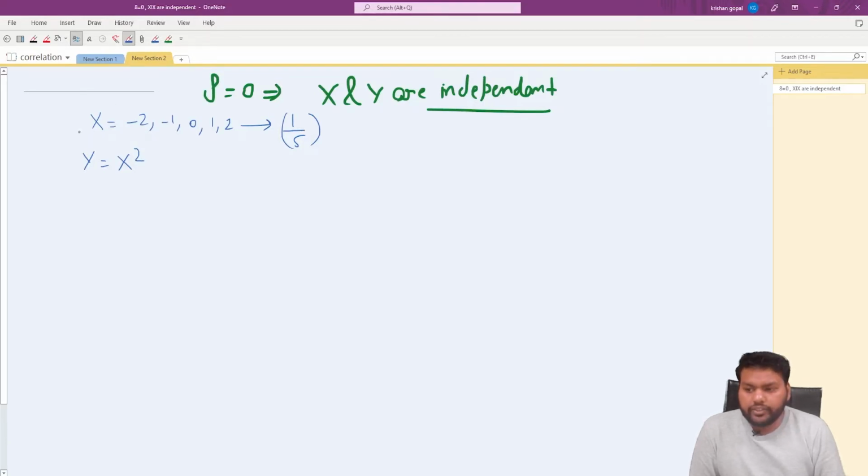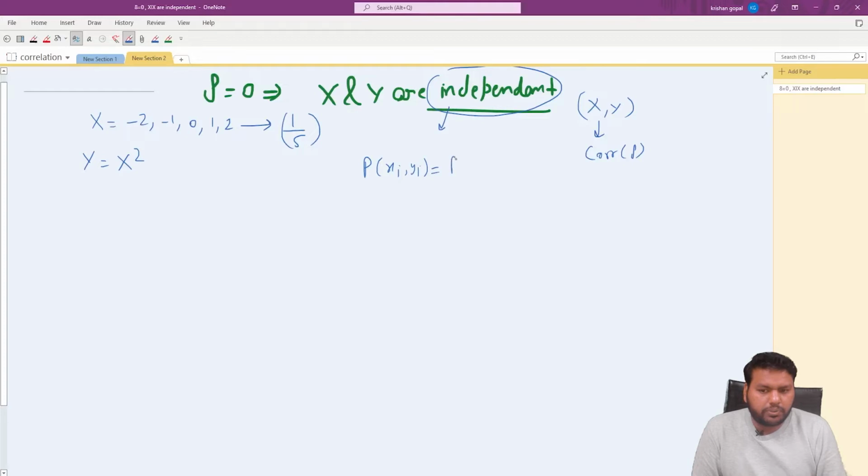Now I have the two random variables x and y. I will try to find what the correlation coefficient rho will come out as, and let's see whether they are dependent or independent. As we know, to check independence, if the two random variables are independent, then we can easily say the probability of xi, yi is equal to the probability of xi times the probability of yi. So before going further in this example, it's necessary to create the marginal density table.